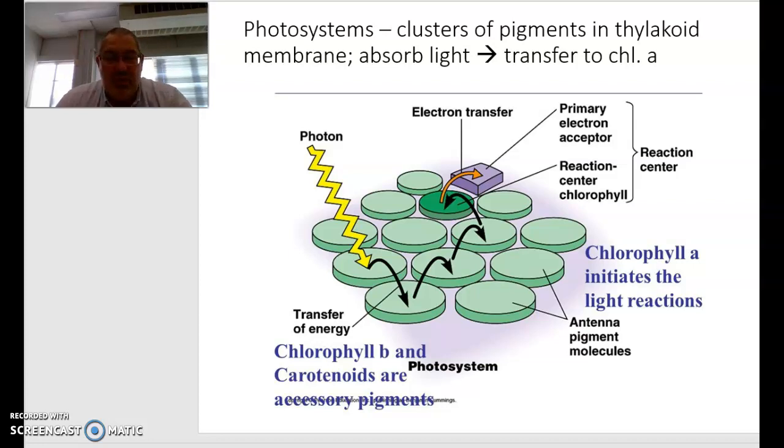So photosystems absorb photons of light energy, and they transfer it to the primary pigment for photosynthesis, which is chlorophyll A. So chlorophyll A is where the light-dependent reactions will actually begin. As you see with the figure, it says chlorophyll B and carotenoids are called accessory. That means they absorb photons of light energy and they transfer it to chlorophyll A. So chlorophyll A is where the actual reaction of photosynthesis begins. It's called the light-dependent reactions.